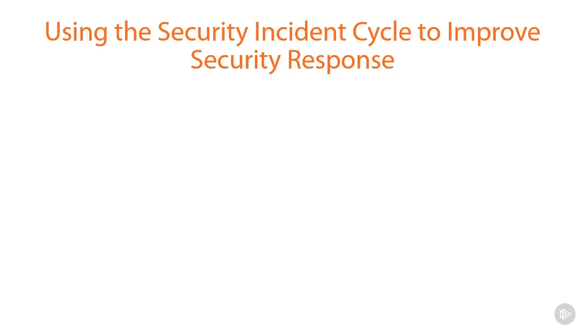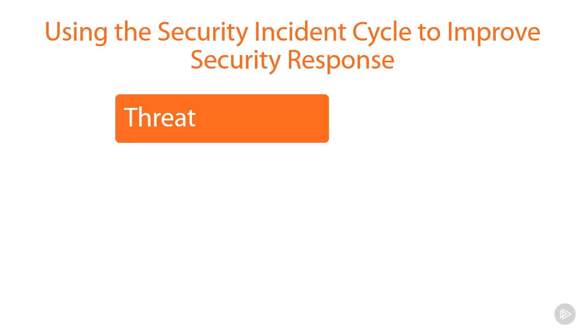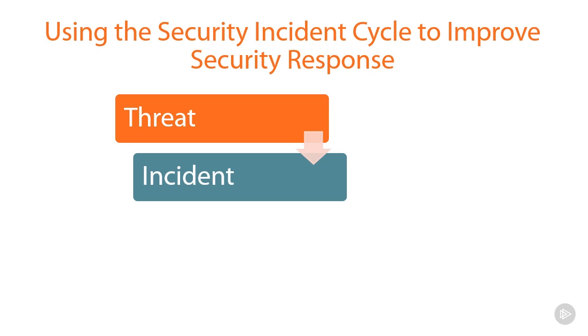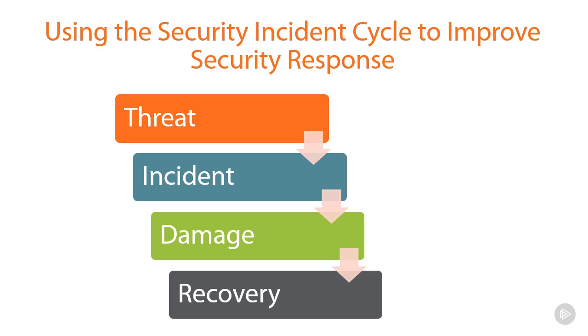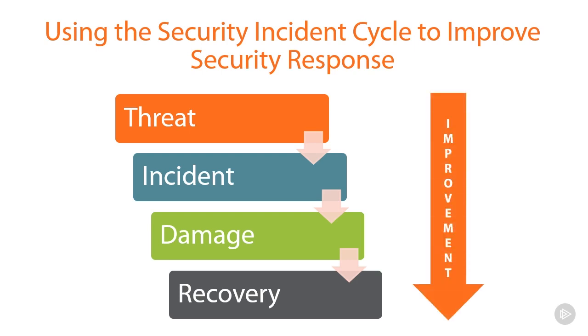Another important topic that I'm going to be teaching you about is how to use the security incident cycle to improve security response. The incident management cycle consists of 4 stages. First, there's a threat, and then an incident occurs. From the incident, damage occurs, and then, of course, an organization will do what they need to in order to recover from that incident. Now, I'm going to teach you how to use this sequence of events, and when understood and used properly, it can result in an improved information security practice.